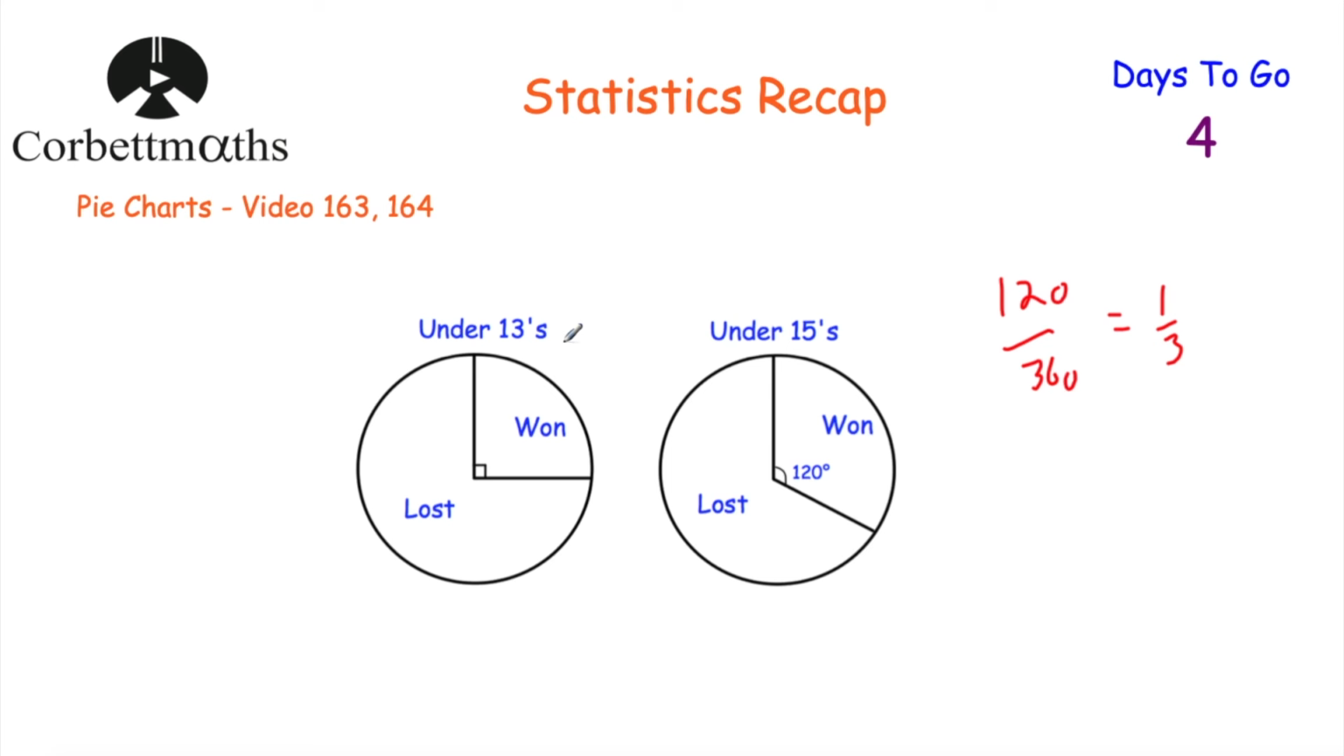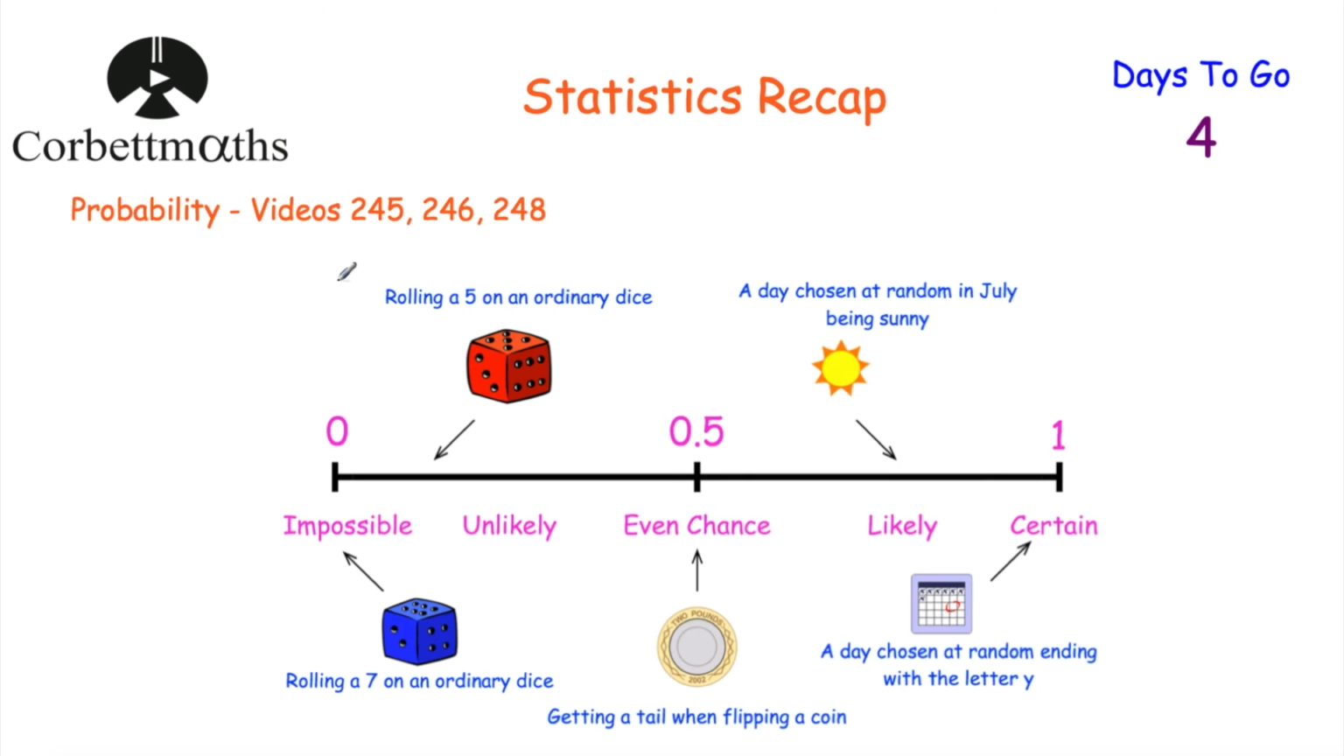And one thing to note whenever you've got pie charts, if you've got 2 pie charts like this and you were asked, did the under 15s win more matches than the under 13s? Remember that the pie chart only shows the proportion of matches that the under 15s won and the proportion of matches that they lost. So they won a third and they lost 2/3, but without knowing how many they played, you wouldn't actually know those actual figures. So if you ask, did the under 15s win more matches than the under 13s, if you know how many matches they played, you can work that out. But if you don't know how many matches they played, you can only say they've won a larger fraction or proportion of their matches.